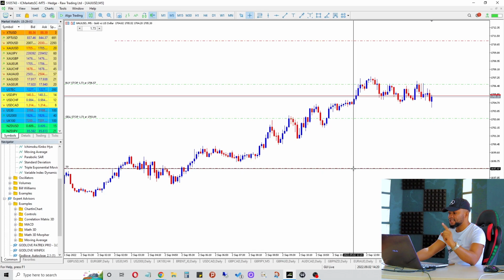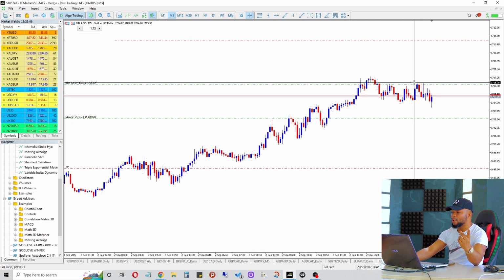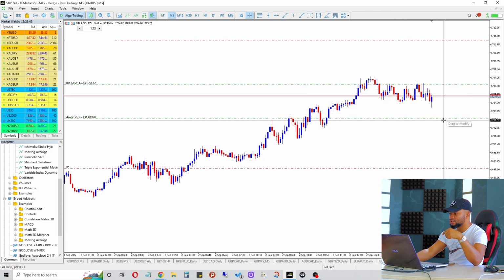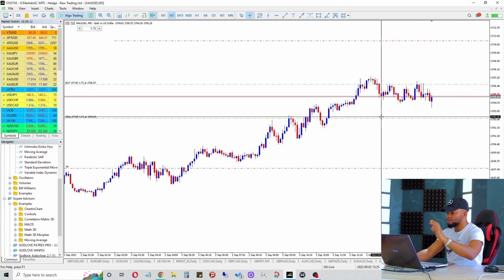So you can see this is our take profit for the buy stop and our take profit for the sell stop. And the stop loss, we're going to be going for 20 pips. So our stop loss is just going to be here at 20 pips. The stop loss for both positions is going to be 20 pips.